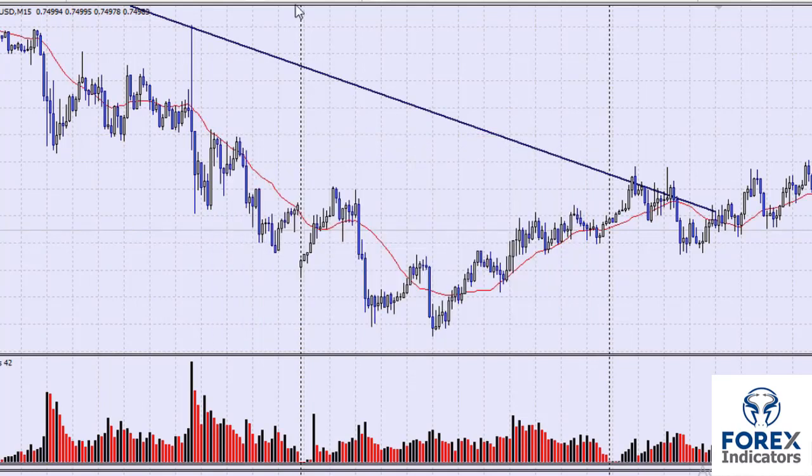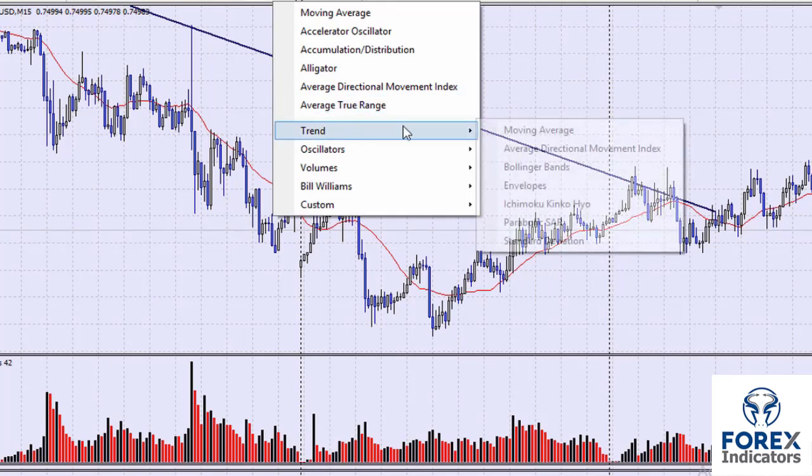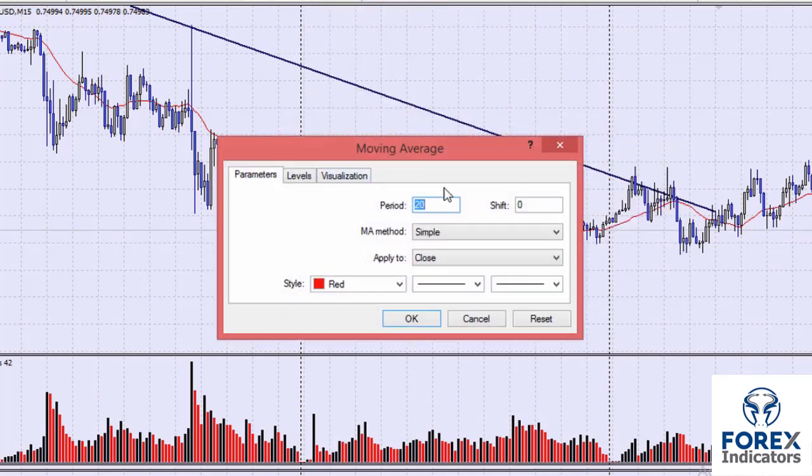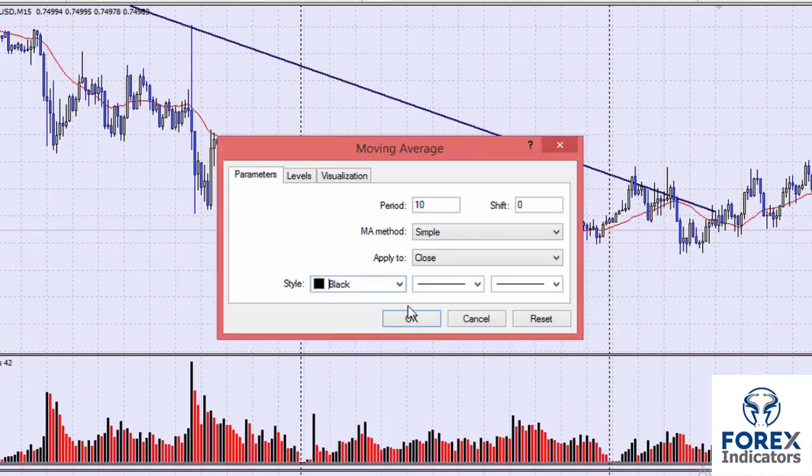Now we're going to click indicators again. Go to trends again. Moving averages again. And this time we're going to change the period to 10. Okay? 10 period, still simple. And you're going to change the color. So let's say we're going to use black.